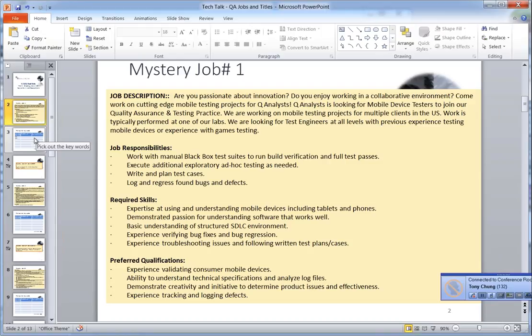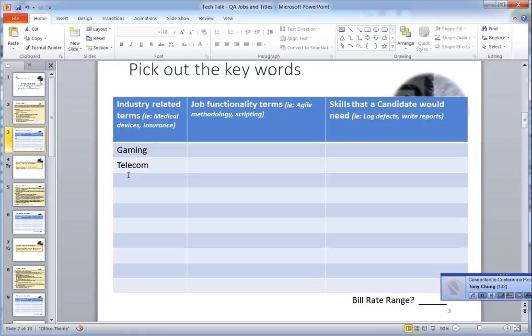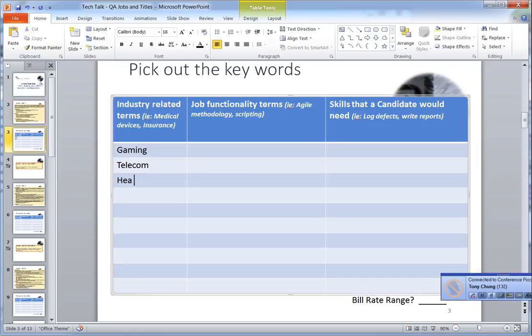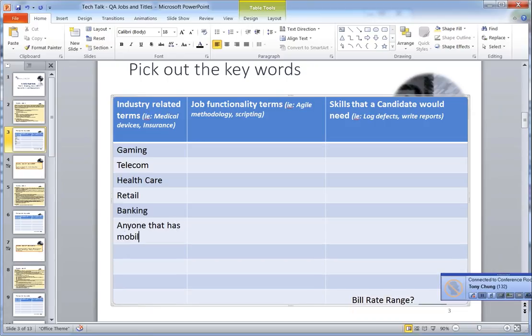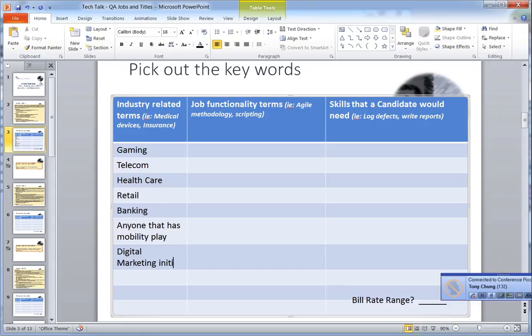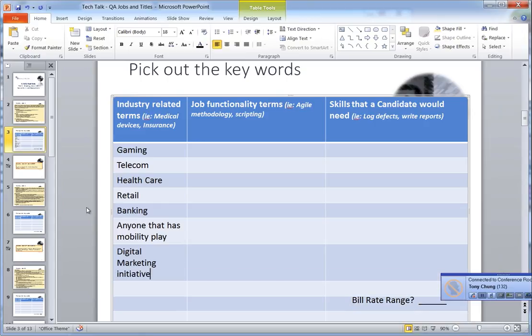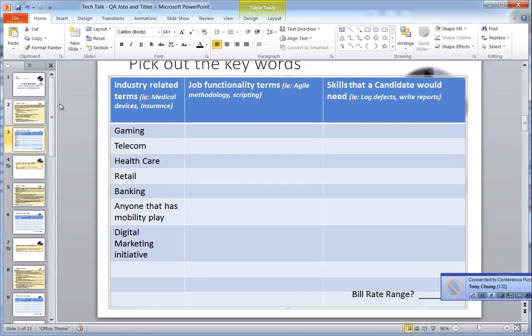Well, what other industries could this apply to, Tom? Anybody that has a mobility play. For example, healthcare or retail. Banking. Anybody that has a mobility play that needs to test their device. Any company with a digital marketing mobile initiative. Okay, good, we'll stop there. I would agree. It's purposely vague, right? So anybody can take this job description and apply it to the company name.